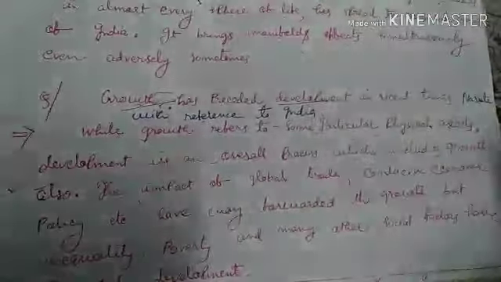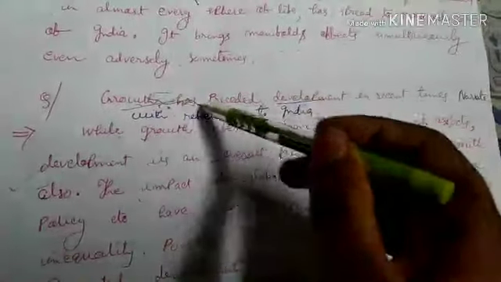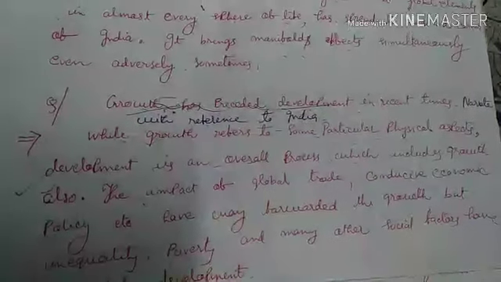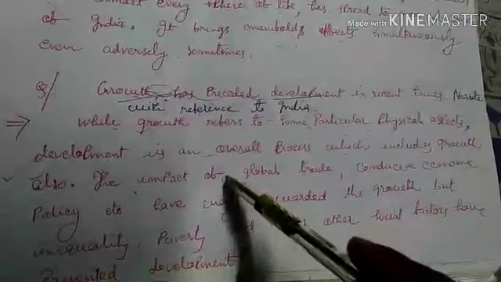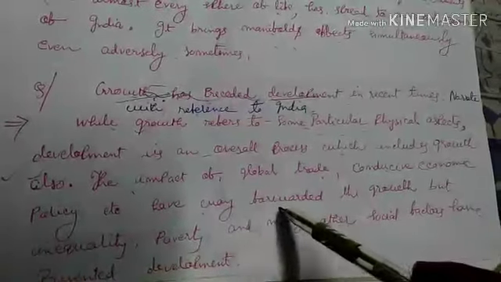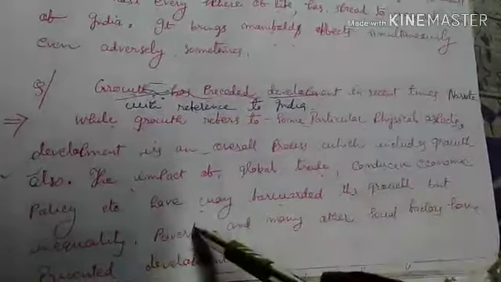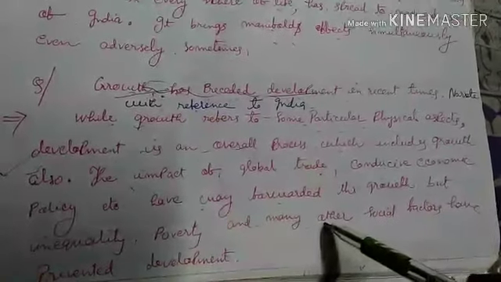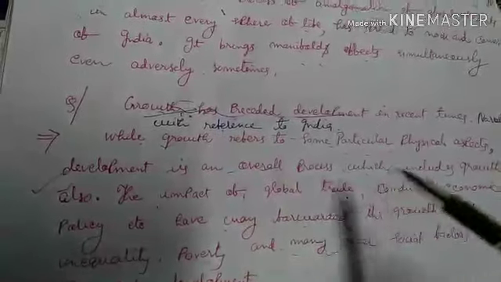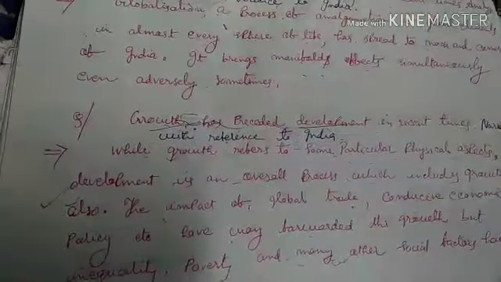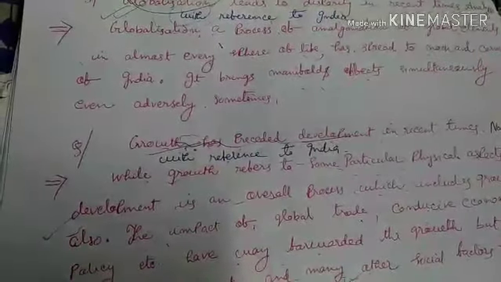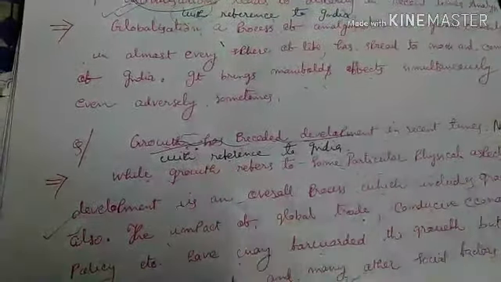Then the next line would be to show the other aspects of the question, to give a line on why growth has preceded development. The impact of global trade, conducive economic policy, etc. have carried growth forward, but inequality, poverty, and many other social factors have prevented development. So in this line you have also thrown light on the other aspects of the question. So this is the way to write a proper introduction of any kind of answer.